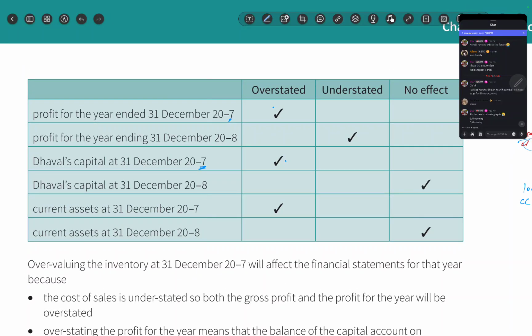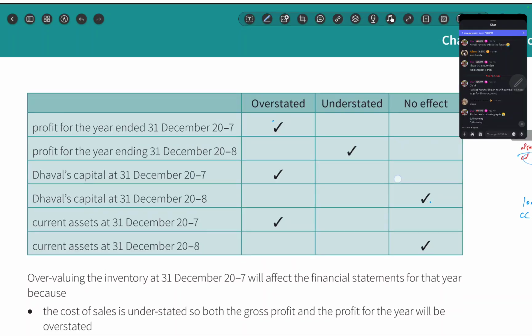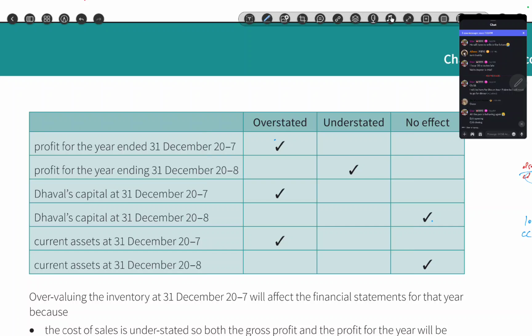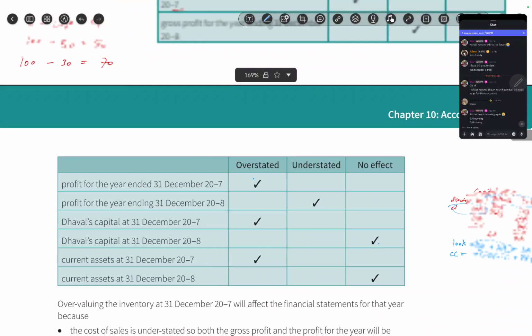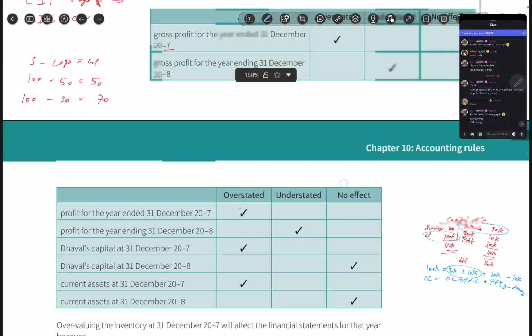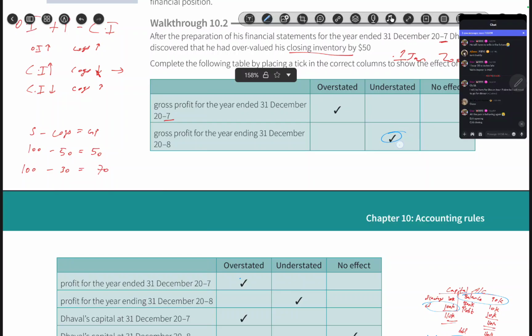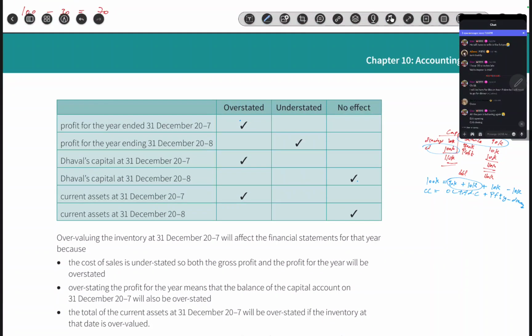And now capital at 2008, no effect. Why? Let's find out why. You see profit for the year ending 31st December 2008, it's understated. Why is it understated? Because gross profit was understated. And why was gross profit understated? Because opening inventory was overstated. Okay, opening inventory overstated, cost of goods sold overstated, gross profit understated, profit for the year understated.